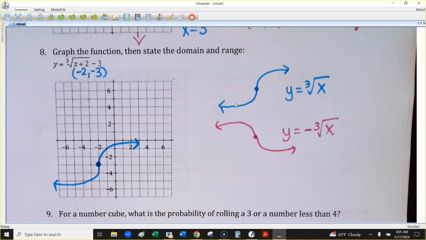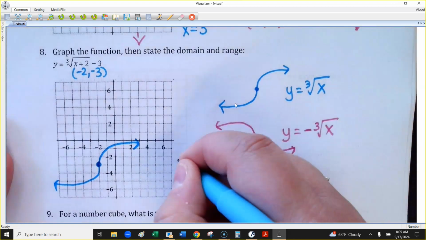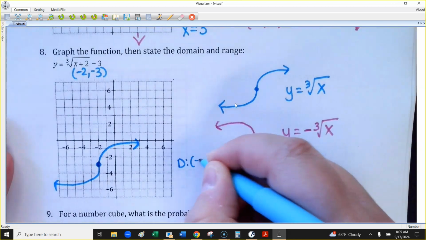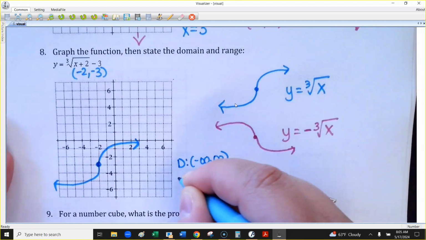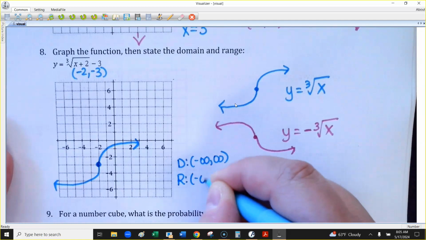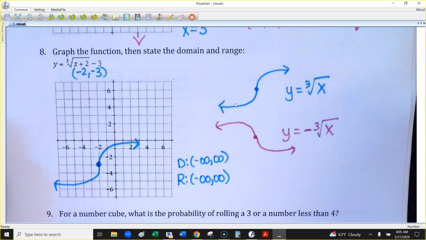And again, you guys, these will be probably a little easier on the test because they're going to be multiple choice. You're just going to have to pick the graph out. No asymptotes or anything. Domain and range here, this is just like a line. This is negative infinity to infinity, left and right forever. Range, same thing. It goes really gradually, but it does go up and down forever as well. So just negative infinity to infinity for both domain and range.